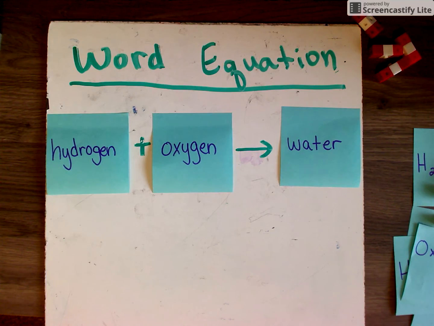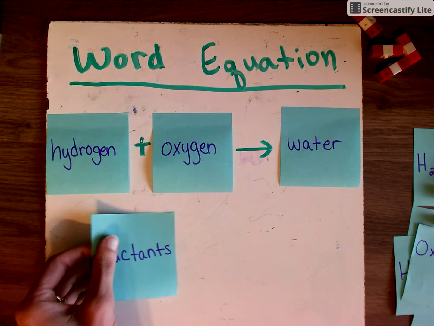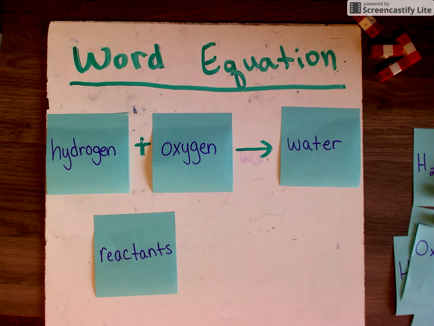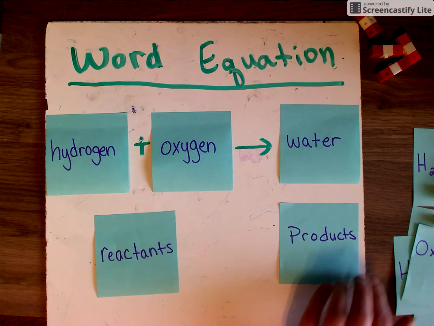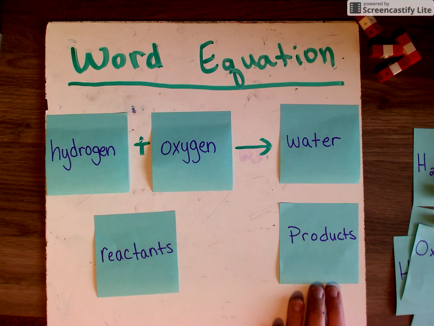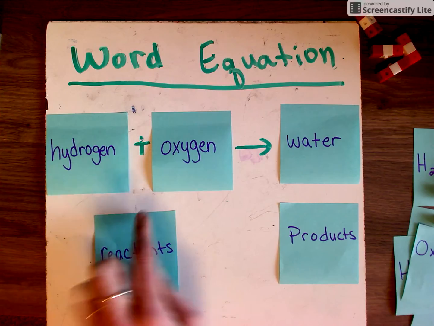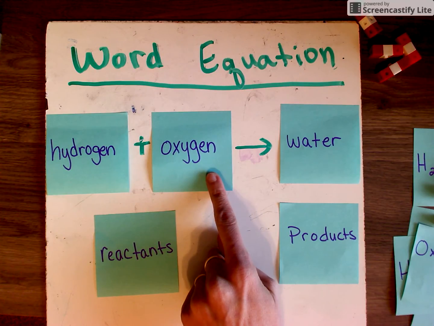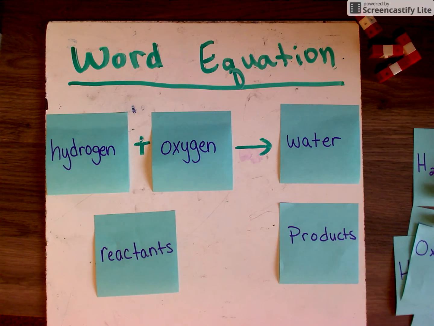Almost all chemical equations are written this way. The initial substances, the things that react, are called reactants, okay? And the final substance or substances are called products, okay? So reactants and products. Hydrogen reacts with oxygen to make water, okay? So that's one of the simple ones.